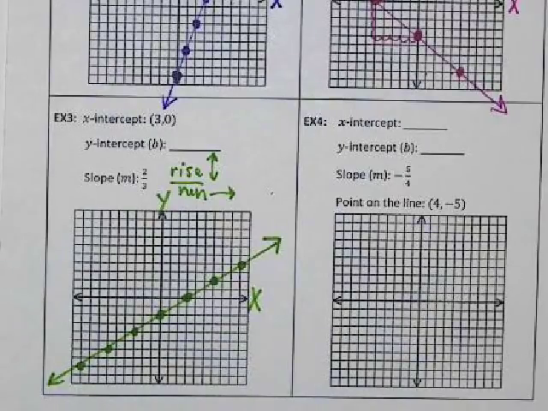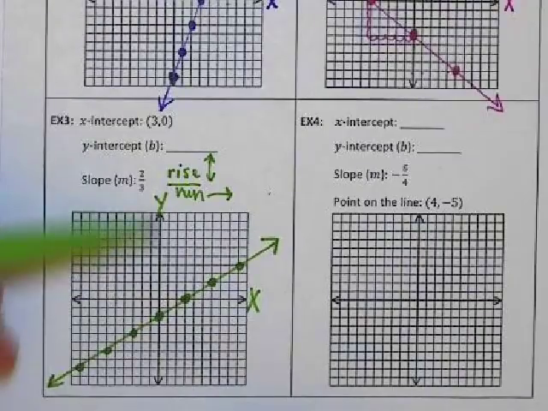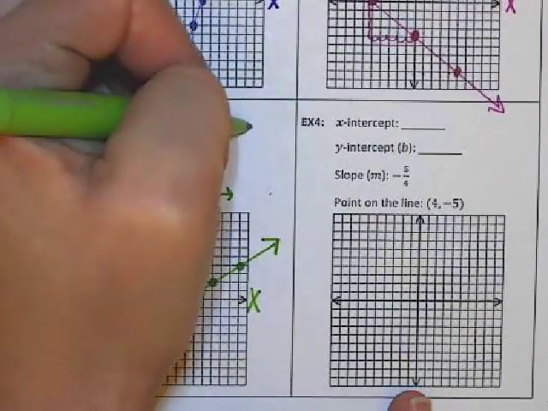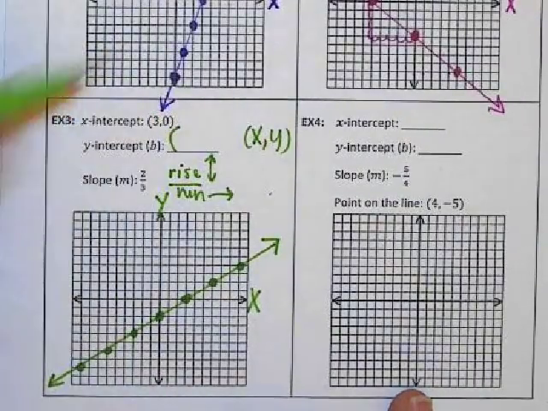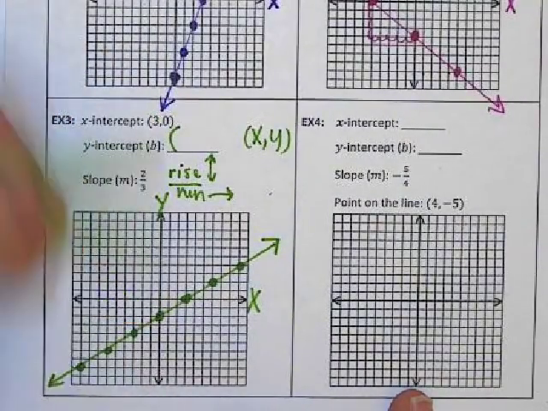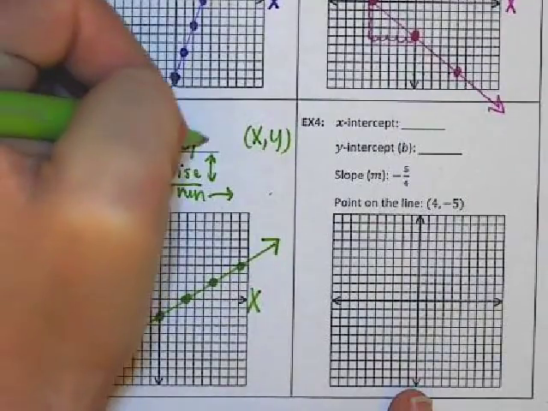Okay. I want to know my y-intercept. So go to your y-axis. Where does it cross? -2. Now remember, ordered pairs are x comma y. We're talking y-intercept on the y-axis, so -2 goes in the y spot.